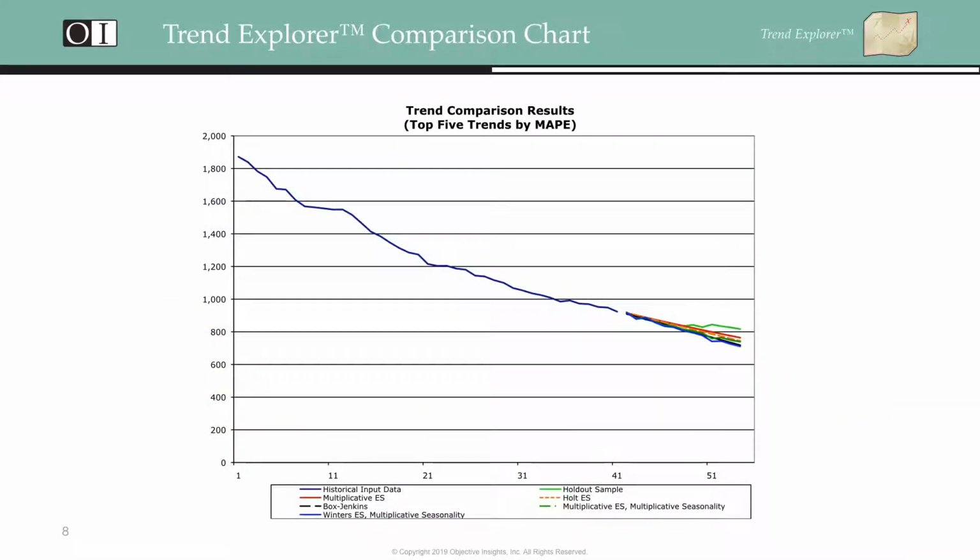Here is a graphical representation of that same result. We have the historical data with the blue line on the left, and then we have the holdout sample, which is the solid light green line, and the 5 best forecasting methods. They're all grouped around the holdout sample, except that most of them are a little bit below it in the final months. But the point here is that you can see which method is working best and actually view that graphically.